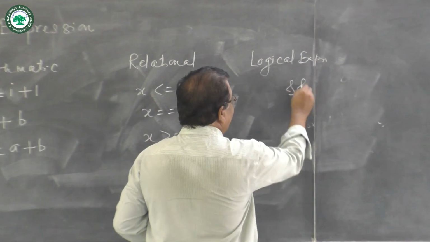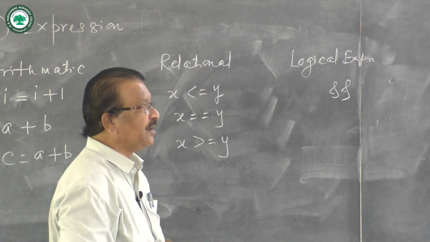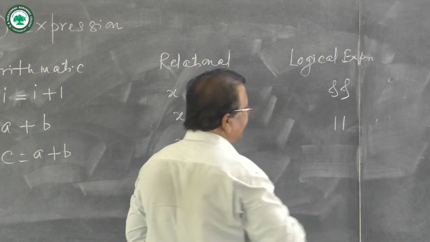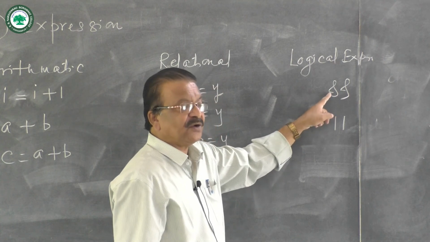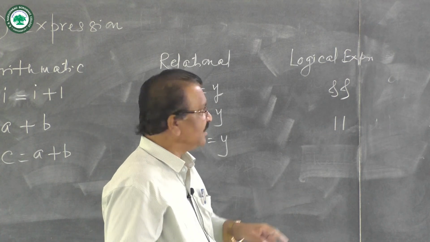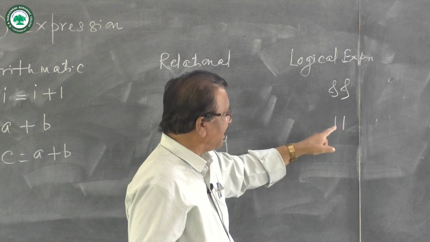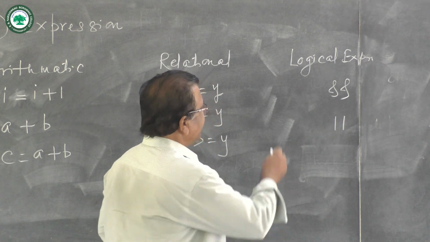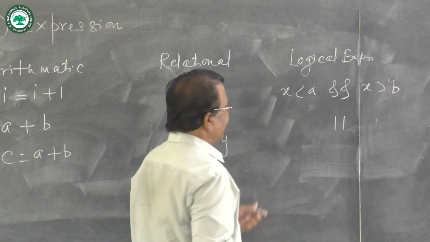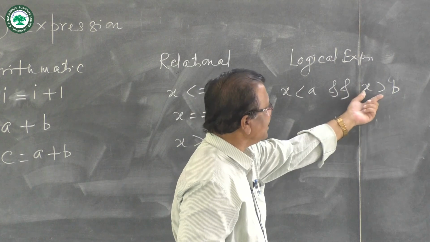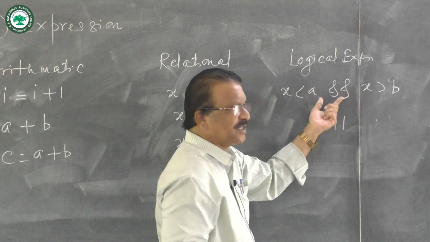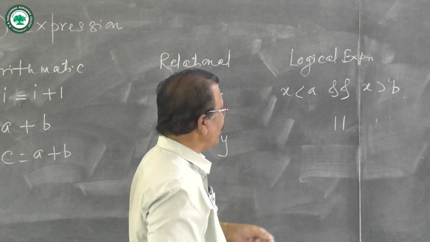We have AND, OR, and NOT as the three logical operators. I am making use of these two operators. This is logical AND, which is analogous to multiplication. This is logical OR, which is analogous to addition. Here I am writing x less than a and x greater than b. So if x is less than a and x is also greater than b, then the result of this AND would be true. That is what the AND operation is.